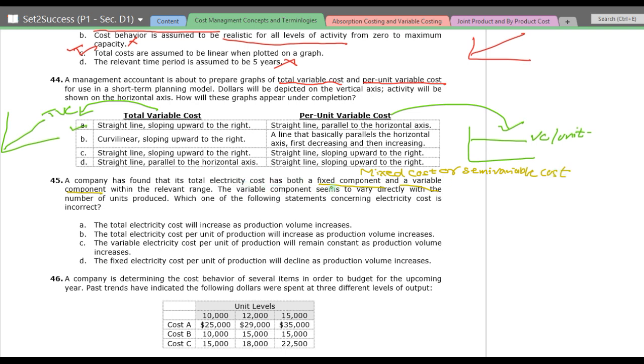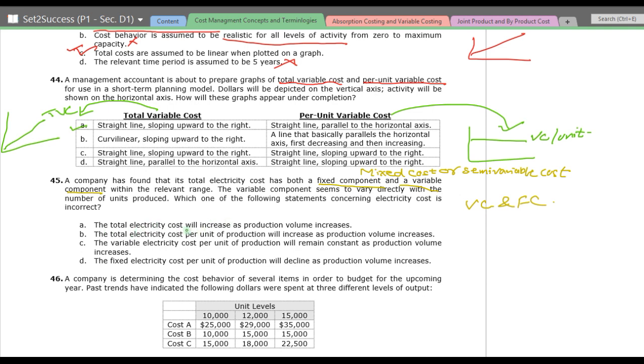When a cost has both a fixed component and a variable component, it is an example of a mixed cost, or semi-variable cost, within the relevant range. The variable component varies directly with the number of units produced. Which one of the following statements concerning electricity cost is correct? So it has the character of both variable cost and fixed cost. So let us see.